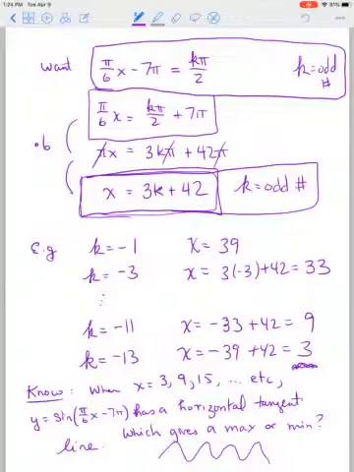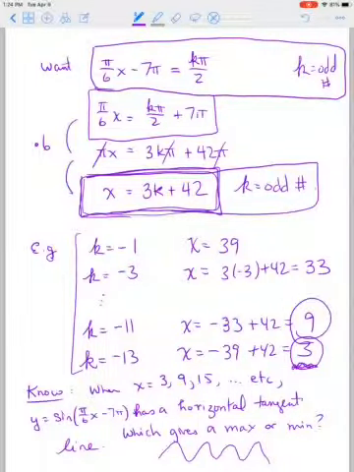Well, if k is negative 1, then I guess x would be 39. And if k is negative 3, then x is going to be 33. We've got this formula up here for x in terms of k. In fact, if you keep going, the smallest positive values we get for x are going to be 3 and 9. Right? And so what do we know?